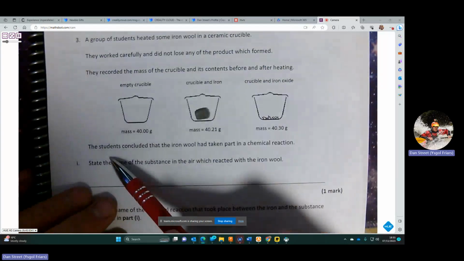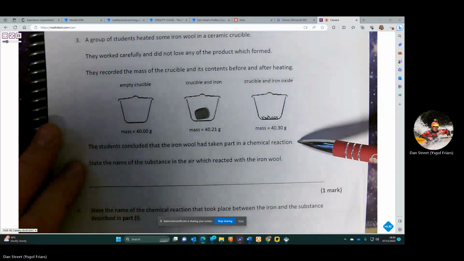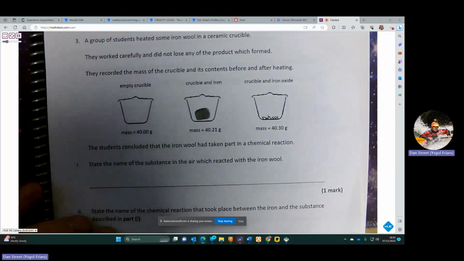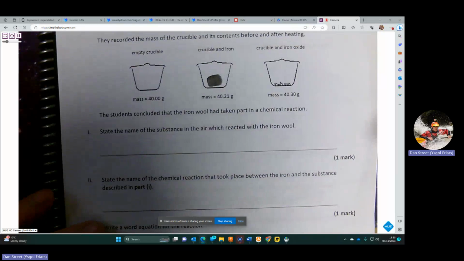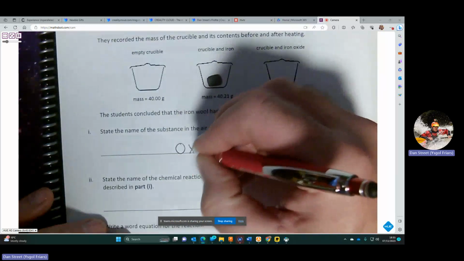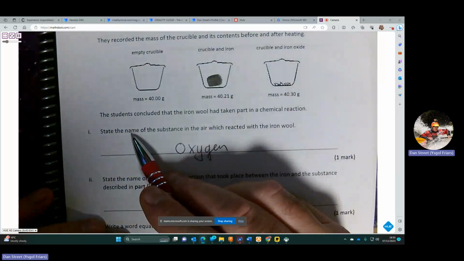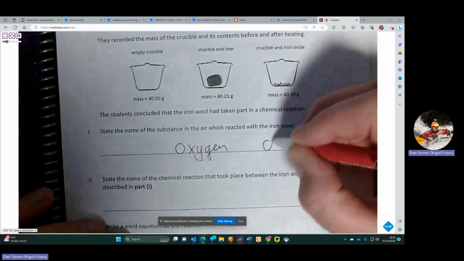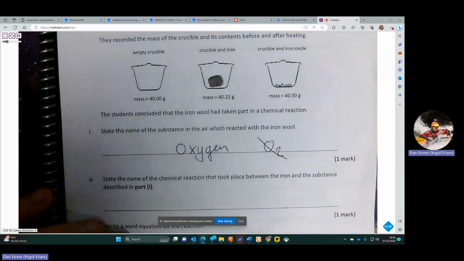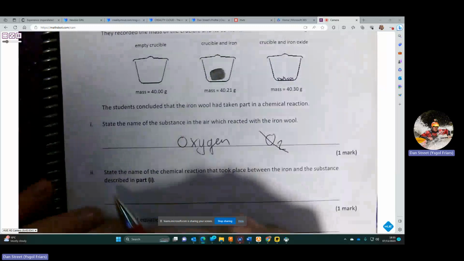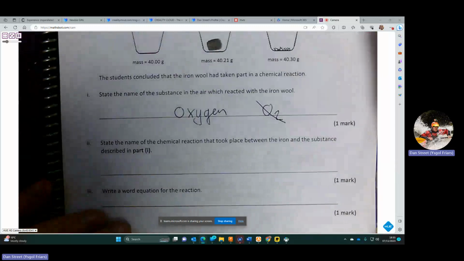Okay. The student concluded that the iron wool had taken part in a chemical reaction. State the name of the substance in the air which reacted with the iron wool. Okay, so if you heat things strongly in air, they tend to react with the oxygen. And take care here because it says state the name. So if you were to write O2, then you would probably lose that mark because that's the formula, not the name.